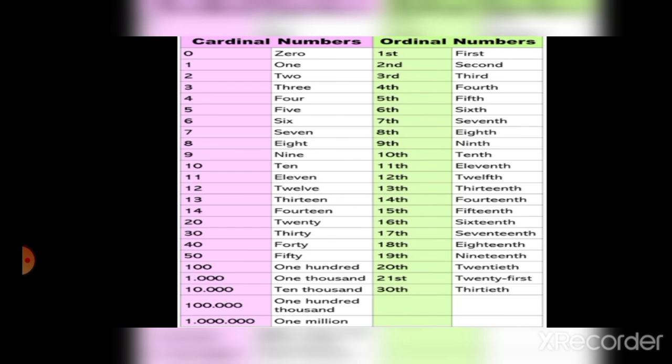There is given a list of cardinal numbers and ordinal numbers. For example, cardinal numbers are 0, 1, 2, 3, 4, 5, 6, 7, 8, 9, 10, 11, 12, 13, 14, 20, 30, 40, 50, 100, 1000, 10,000, 100,000, 1 million. And some examples of ordinal numbers are first, second, third, fourth, fifth, sixth, seventh, eighth, ninth, 10th, 11th, 12th, 13th, 14th, 15th, 16th, 17th, 18th, 19th, 20th, 21st, and 30th.